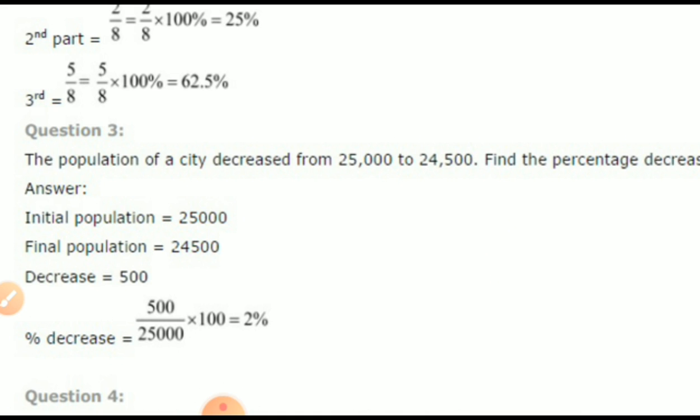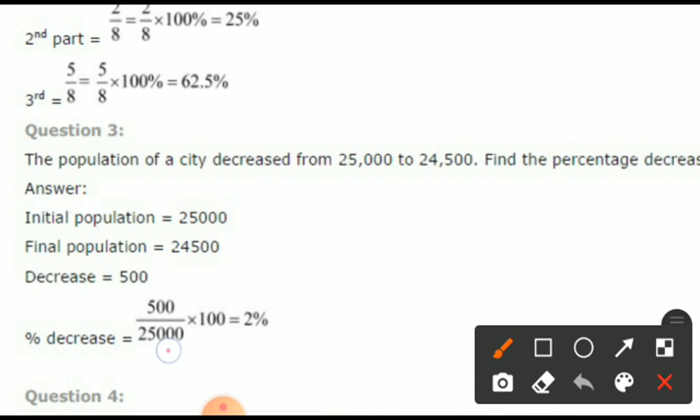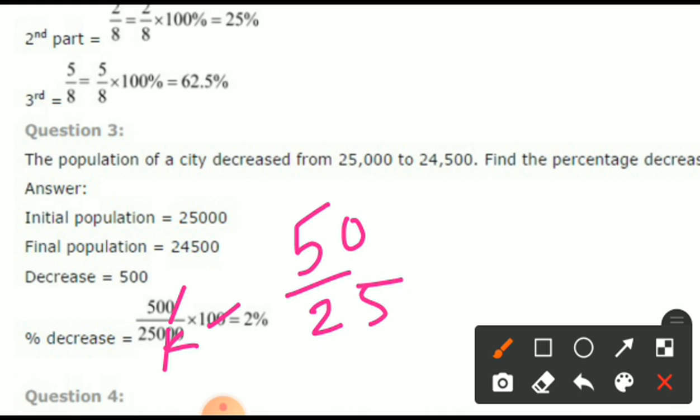Now percentage decrease means 500 is the decrease, and the total is the initial, like a cost price. The initial is 25,000. Multiply by 100. That gives you 2%. How? These two zeros, these two zeros, and then after that 1 zero, 1 zero. Now 25 and 50. 50 upon 25. Student, you know very well how to do this one. 25 ones are 25, 25 twos are 50. That's why 2% is the answer.